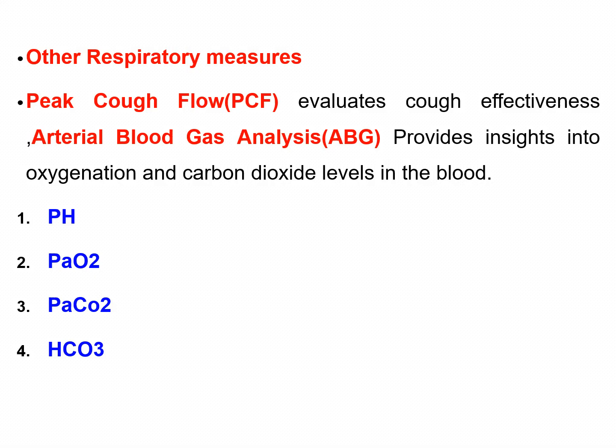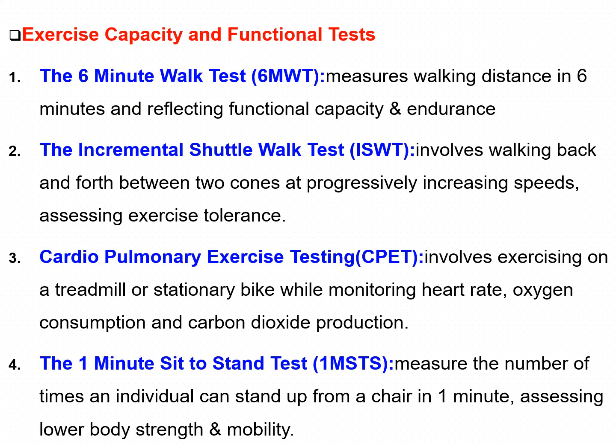Second, arterial blood gas analysis, which is an invasive procedure, but it provides insights into the oxygenation and carbon dioxide levels in the blood. And you can take different ABG parameters as outcome measure like your pH, PO2, PaCO2, HCO3, etc. Now we'll see section number 4, that is exercise capacity and functional test.